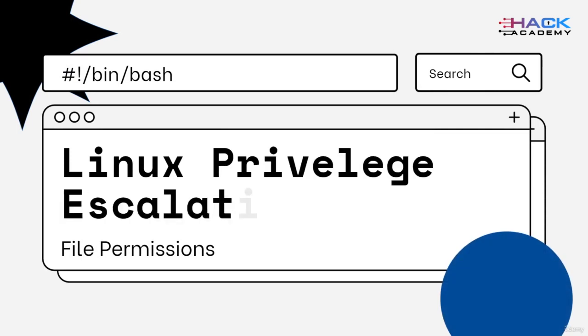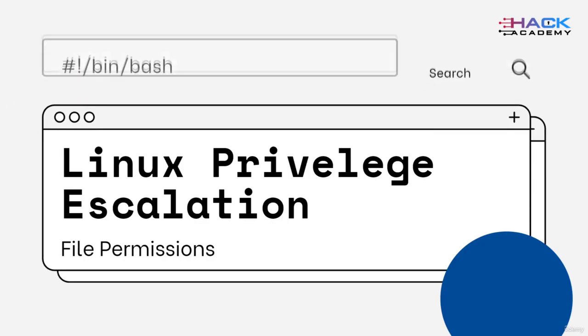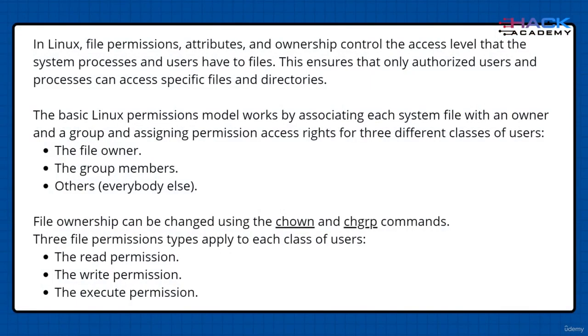In this section, we're going to talk about file permissions and how an attacker can take advantage of files that have incorrect permission sets. In Linux, file permissions, attributes, and ownership control the access level that the system processes and users have to files. This ensures that only authorized users and processes can access specific files and directories.